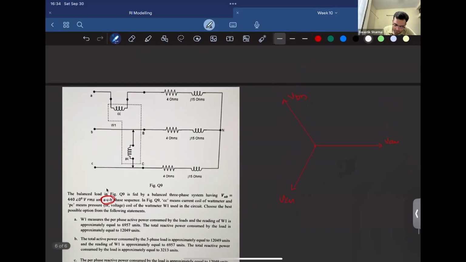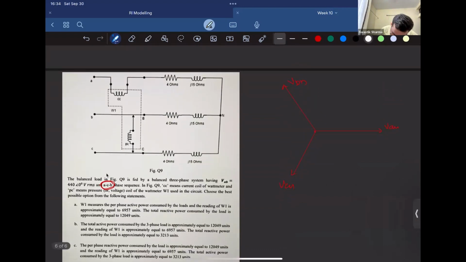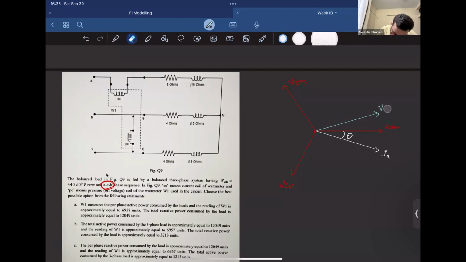Now, IA will be at an angle theta, this we all know. And since the phase sequences are changed, that means line voltage VAC will lead it by 30 degrees.